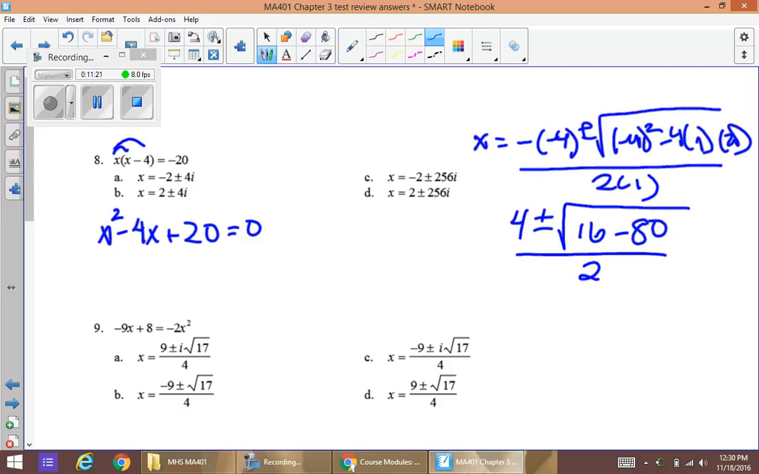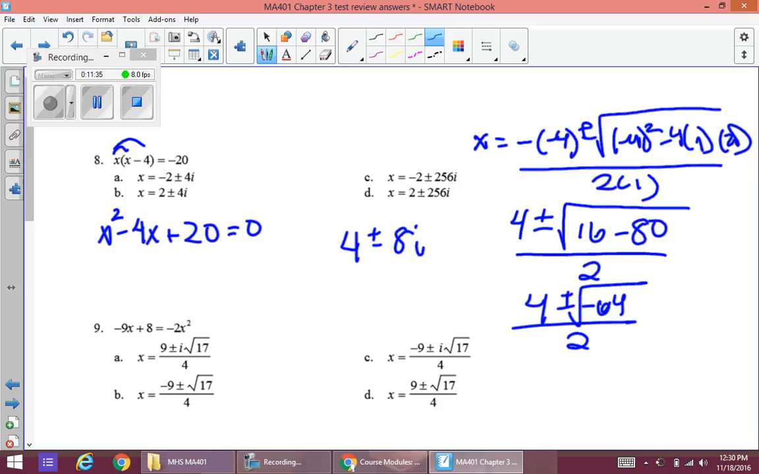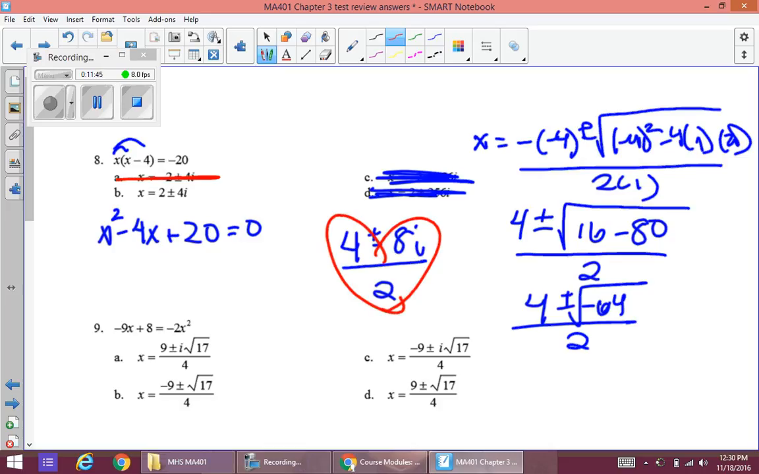Okay, so I get a negative 64 in there, which is going to be 4 plus or minus 8i over 2. So for sure none of this 256 junk. And then right here, you can see it's going to be positive, so that answer's wrong. And that's what we've got.